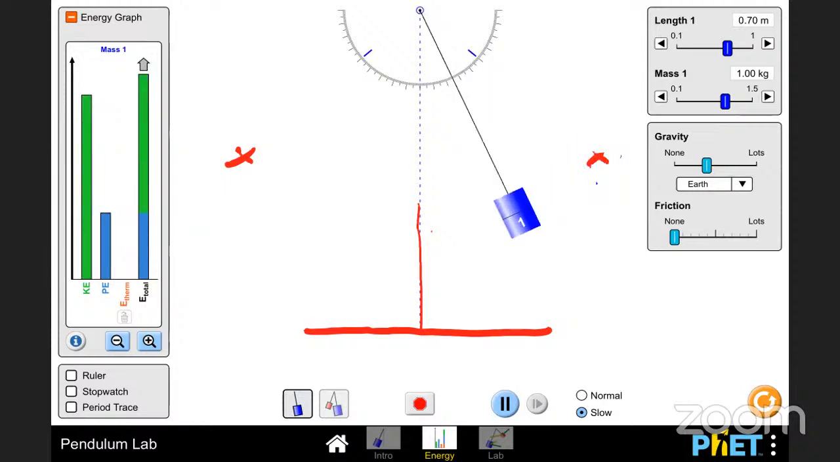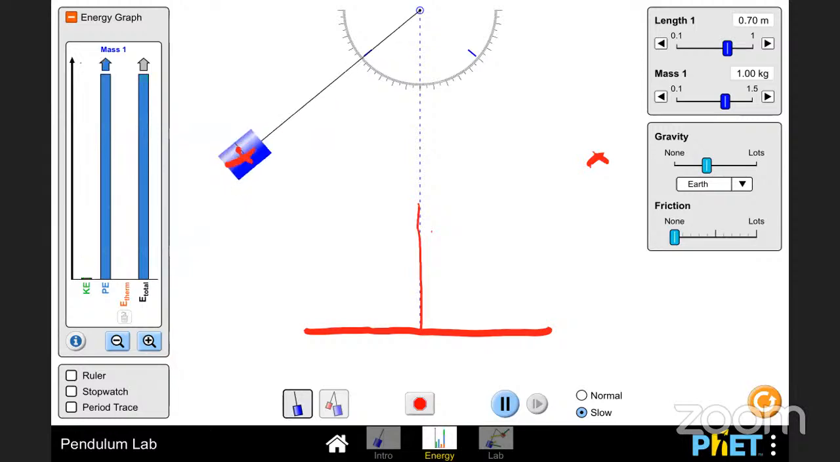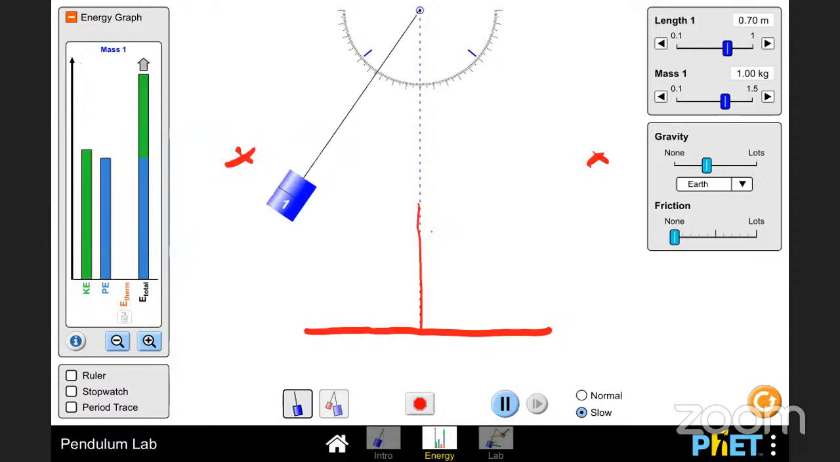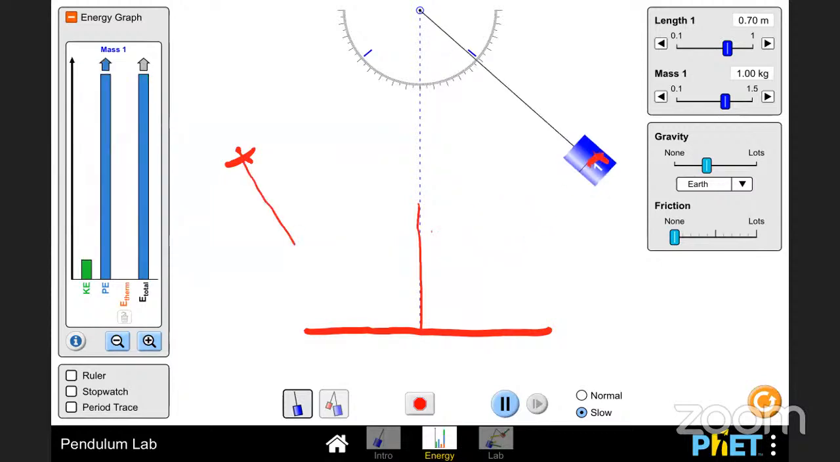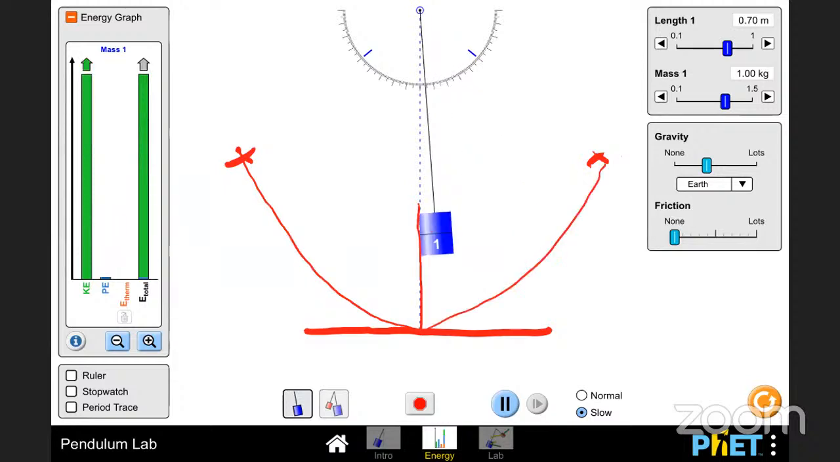Right? So at the two points, potential energy is what? At its highest, and in the middle. So how will the graph look? The graph will look like that.